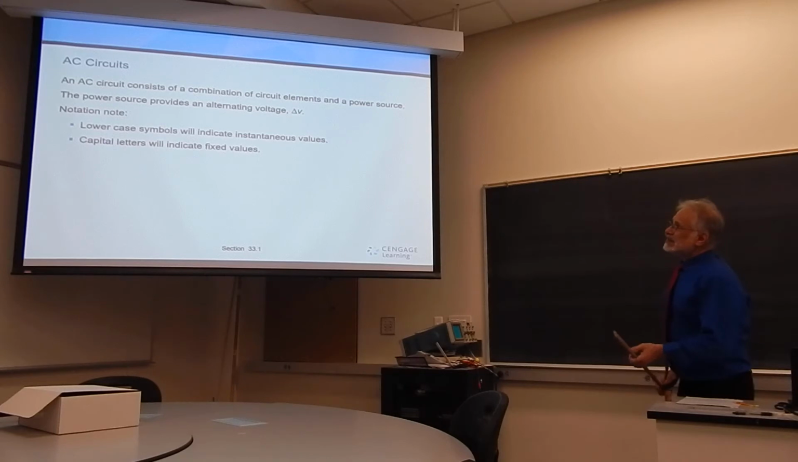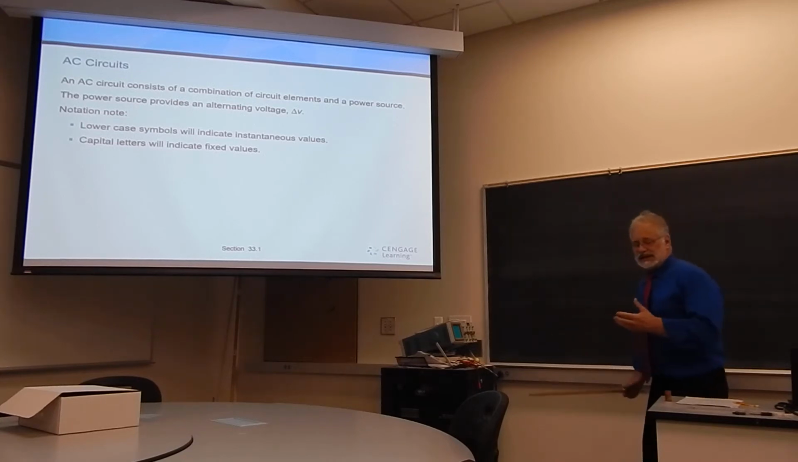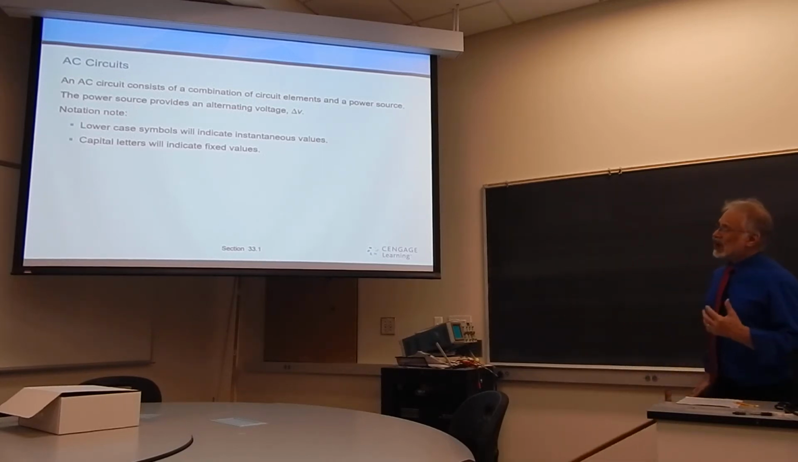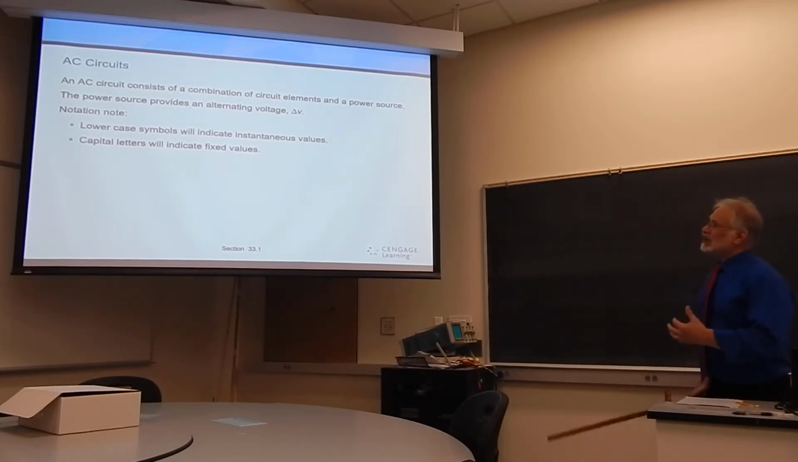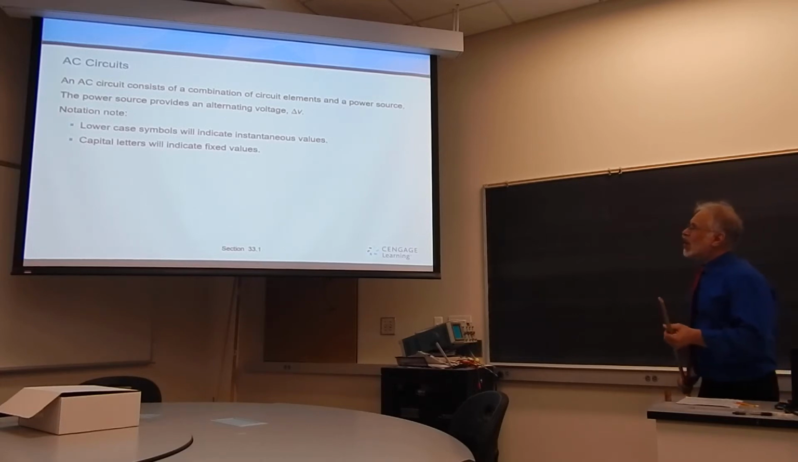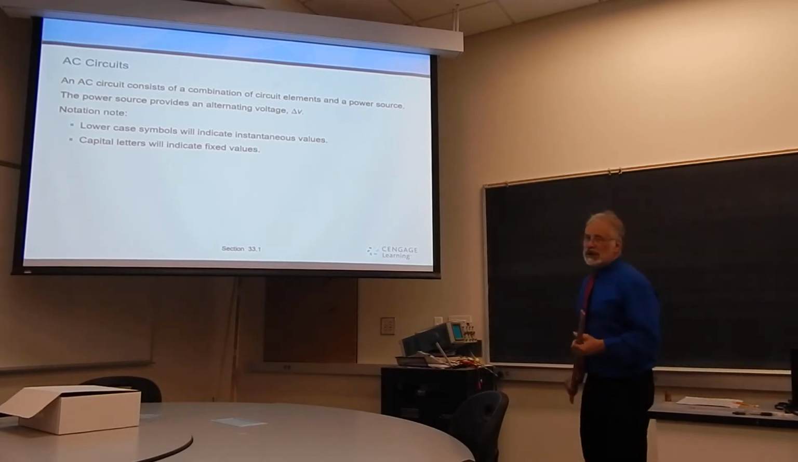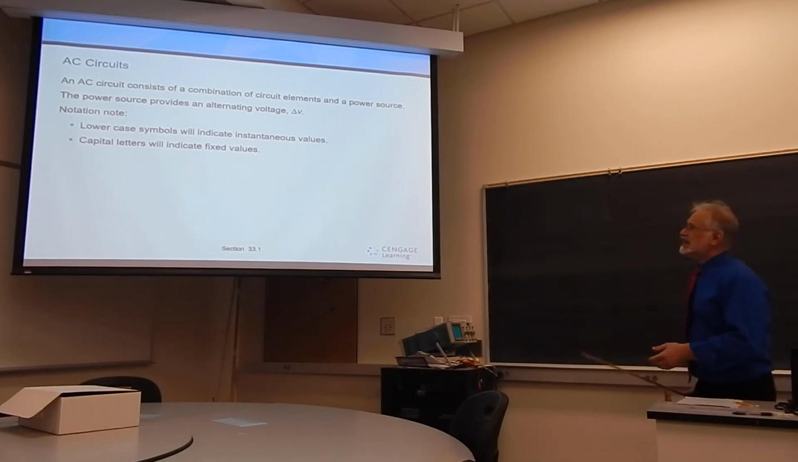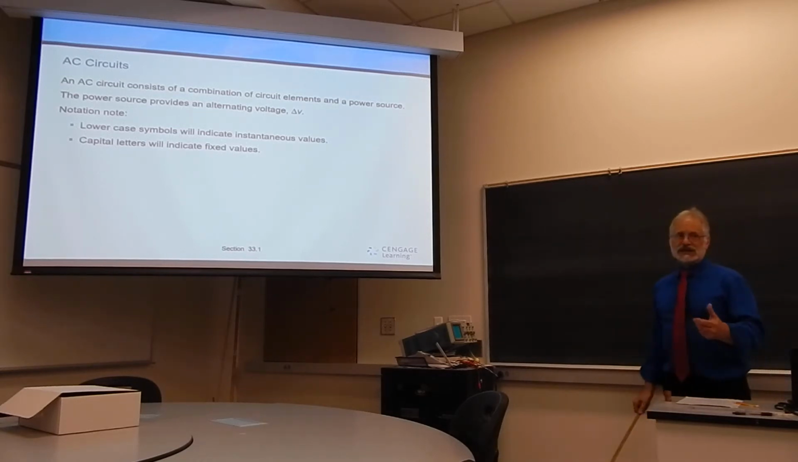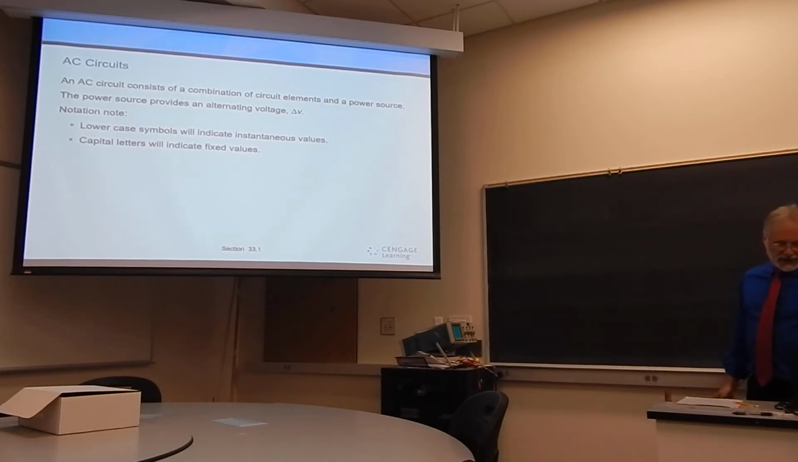So, very simply, an AC circuit consists of a combination of current elements and a power source, but in this case the power source is going to have an alternating voltage. We'll call it little delta V. Oftentimes we're going to use lowercase symbols for instantaneous values, and capital letters will indicate fixed values. That's where we're going to differentiate between the two when we do AC circuits.